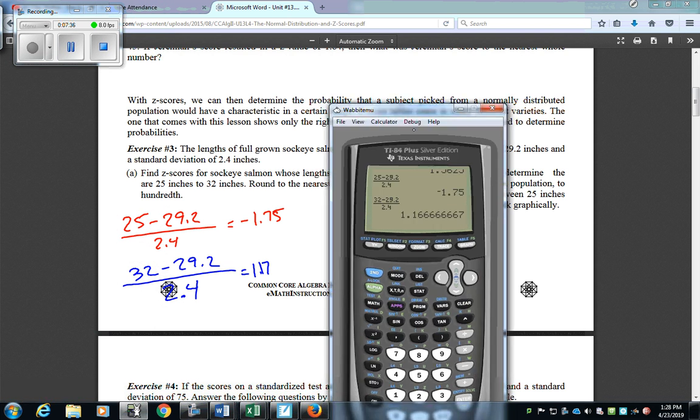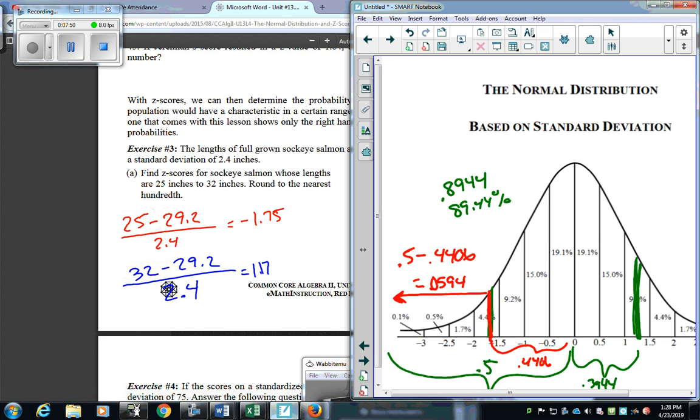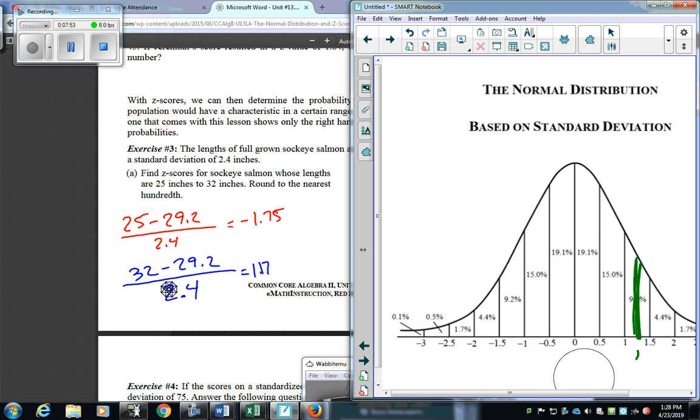So I'm going to go back to that table now. They want us to use the z-score table to determine the proportion, to the nearest percent, that lies between 25 and 32. Looking at the normal distribution first, we're looking for the part between 1.17, which would fall about right here, and negative 1.75, which would be about here. So we're talking about this percentage. We need to figure out how far this is from the mean, then how far that part is from the mean, and add those two together.